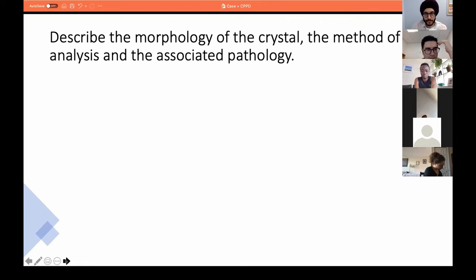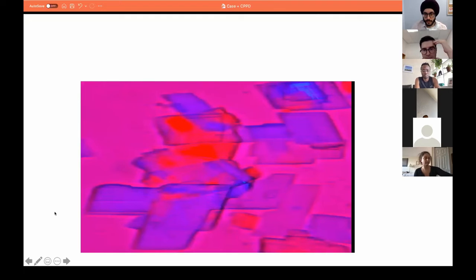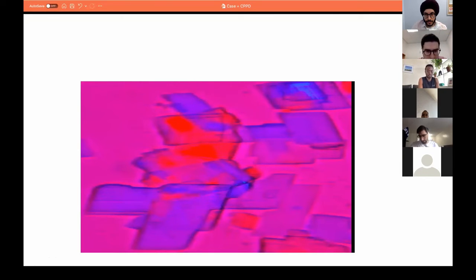Okay, so now we're going to do a little bit of an exercise. I'll show different crystals, and you can tell me what the morphology looks like and what the pathology could be. So let's start with this one. Those look like rhomboid crystals, like we've seen in gout.